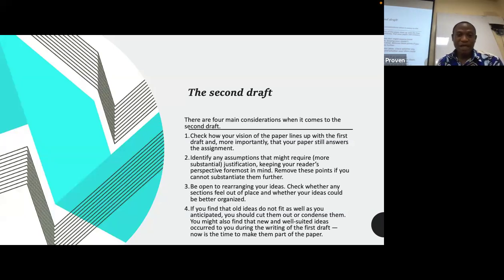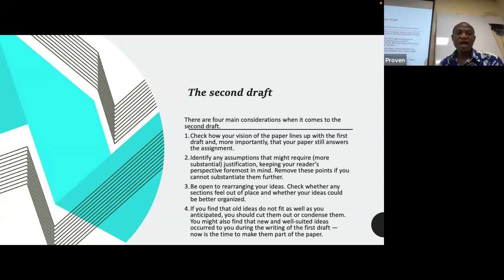Then, keeping your reader's perspective foremost in mind, remove these points if you cannot substantiate them further. So if the new points, the new assumptions that you are bringing on board, you cannot substantiate them, at the end of the day, you may just have to remove them so that you are safe.